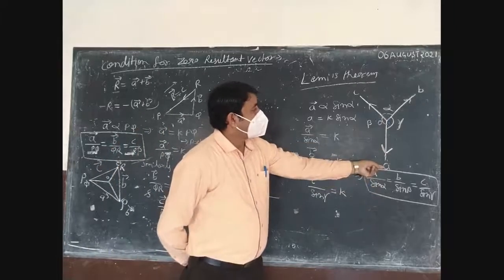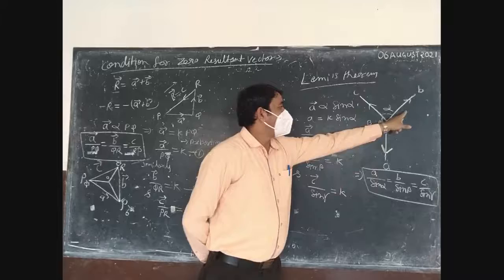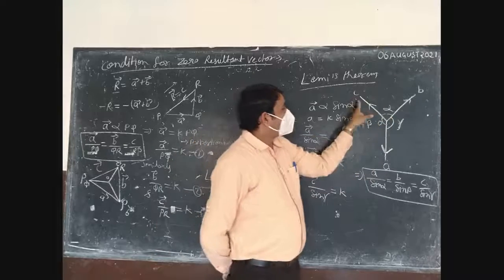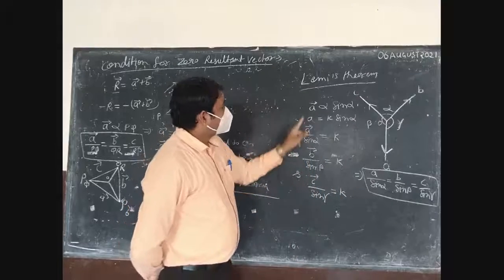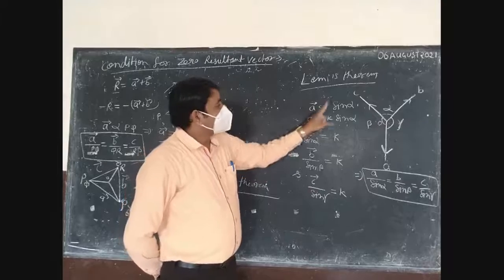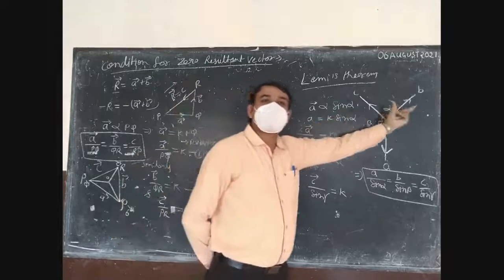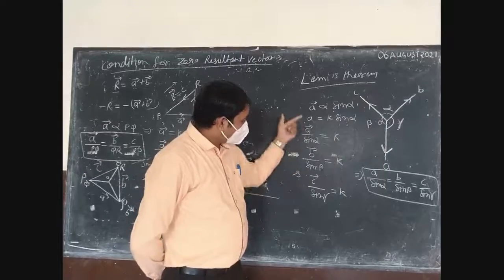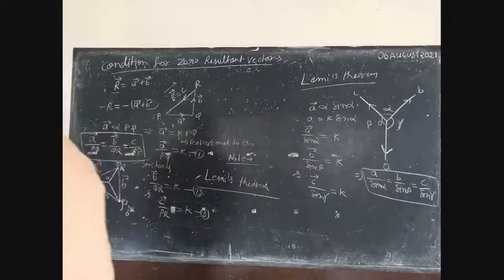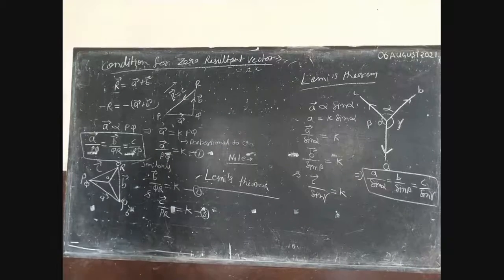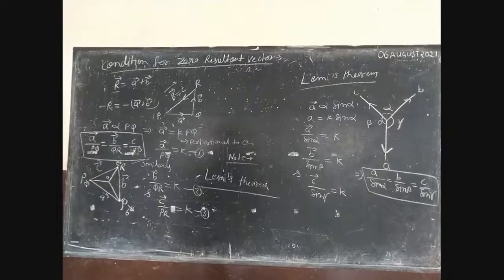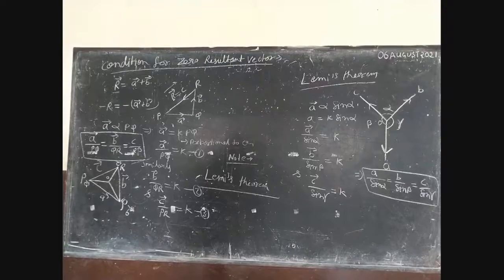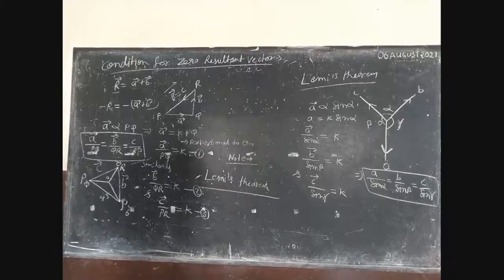So A is the angle between the other two forces, B is the angle between the other two forces, and C is the angle between the other two forces. And the theorem says that the first force is proportional to the sine of the angle between the other two forces. Similarly, we derive this, just like we did. Condition for equilibrium of an object.